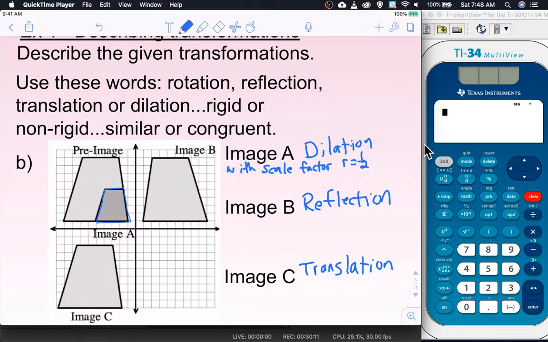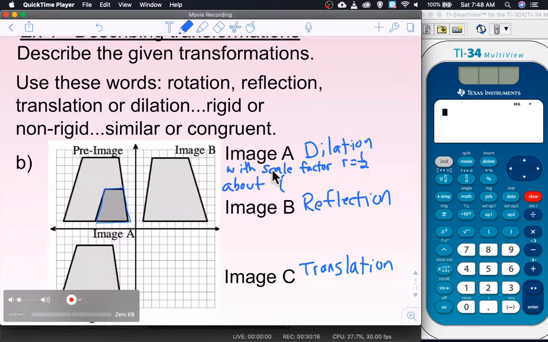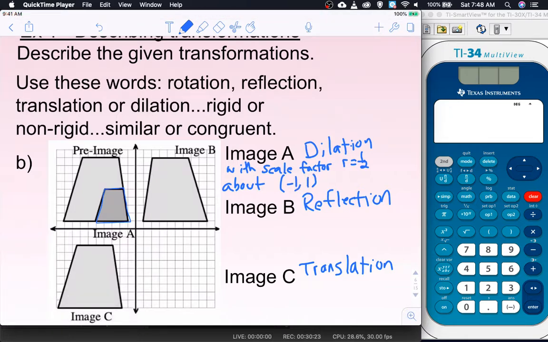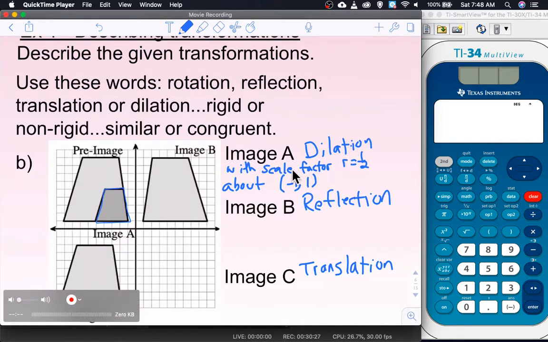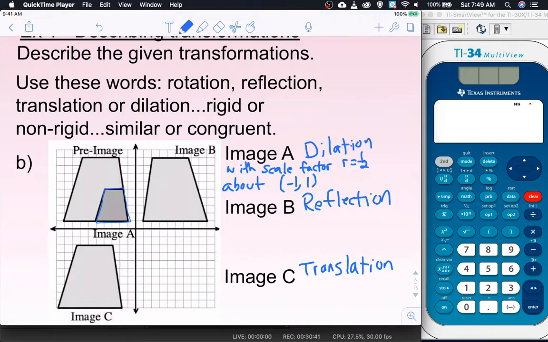About, let's see, what is that point? Since it doesn't have a name, I just have to give it the coordinates. That's -1, 1. Okay, good, better, best. Now we have all of it. It's a dilation with a scale factor of 1/2 about the point -1, 1. That is the best possible answer. Now anybody in the entire world could recreate this exact dilation.